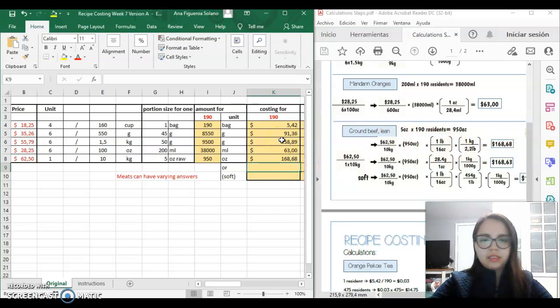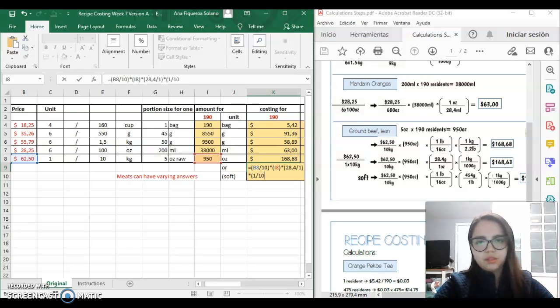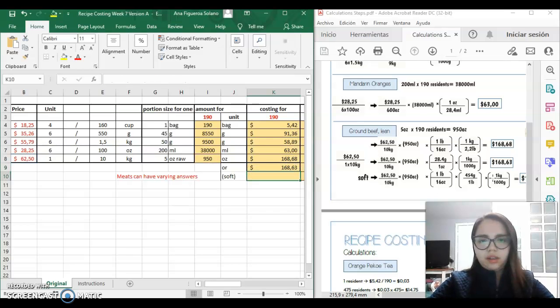Another way of doing it is this one. Equal, open bracket, the first part is pretty much the same. Then multiplied, open bracket, by 950, multiplied, open a new bracket, and we're going to go from grams to kilograms. So 28.4 gives us 1 ounce, and then multiplied by the last bracket, 1 kilogram gives us 1,000 grams. Enter. We have the same answer as here.